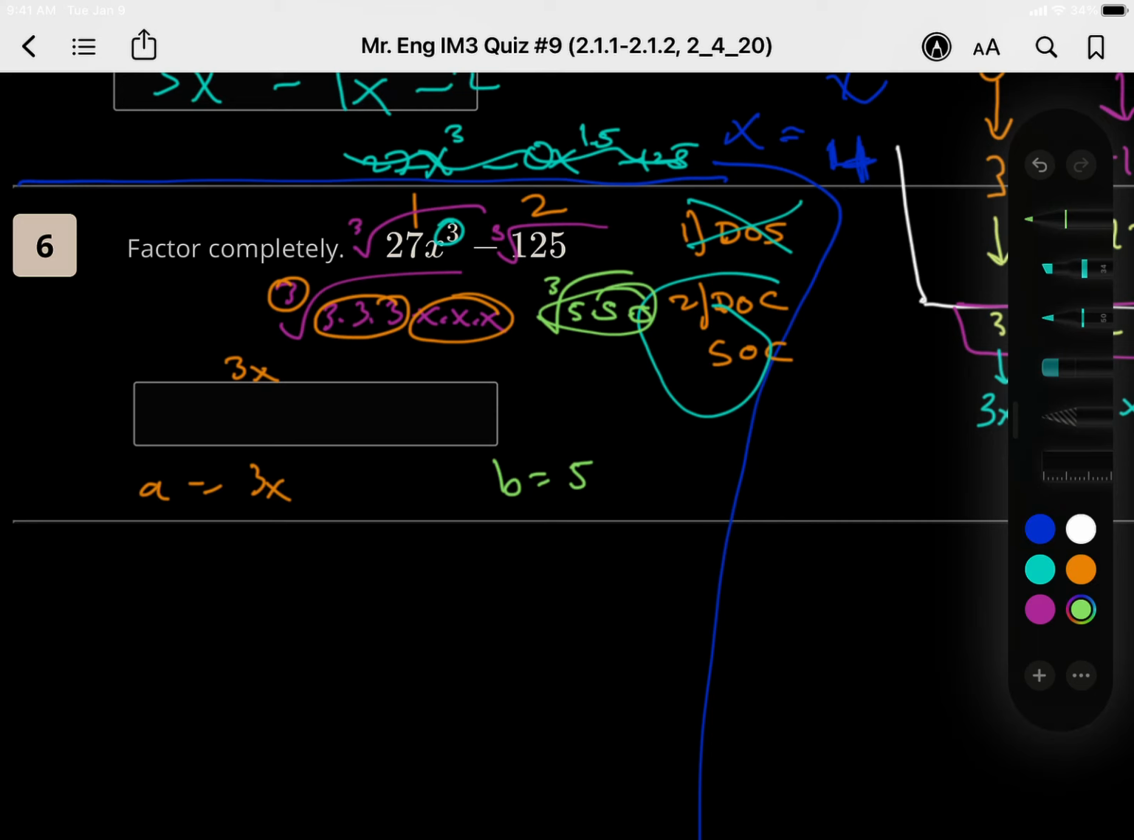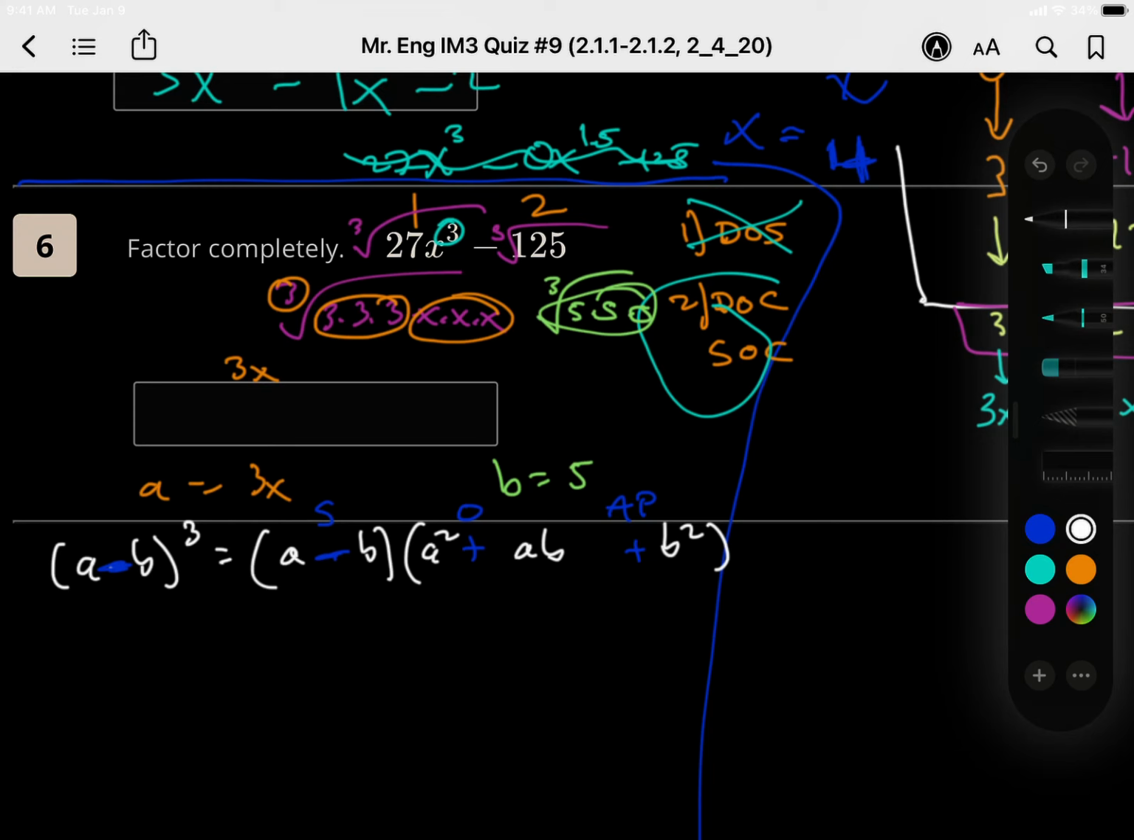We're going to just write down the formula from your formula sheet. So in this case, this is a minus b cubed. This would be, let's write this out, same, opposite, always positive. So same is this one. Opposite of negative is plus and always positive. Let's just fill this in: a squared plus ab plus b squared. And specifically, this is called the difference of cubes. Why? Because there is a negative sign there.